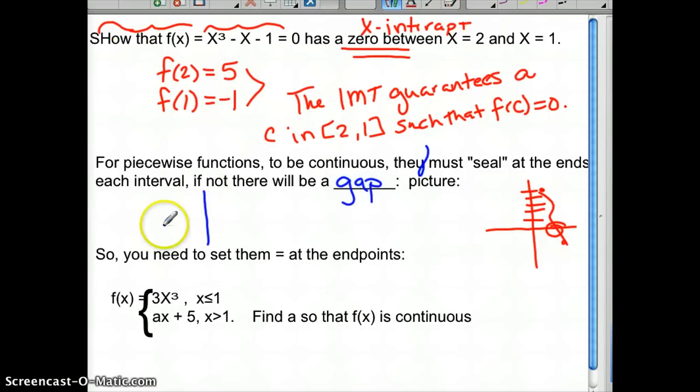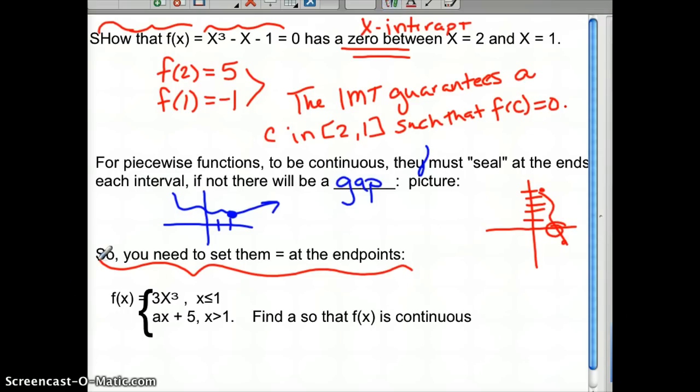Because if you're doing a piecewise function and suppose one of them's heading in and it's got a limit here from the left and the other one is like that, if these aren't meeting here at this value, I've got a gap. However, if I can make them meet, you can see me moving this in here. If I could just take this one and say, you know what, the y values are the same right there, then I've got myself a continuous function. So basically what that means for you algebraically is you need to set them equal at those endpoint or points.